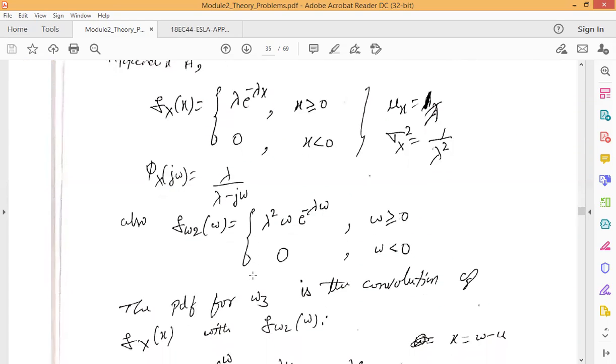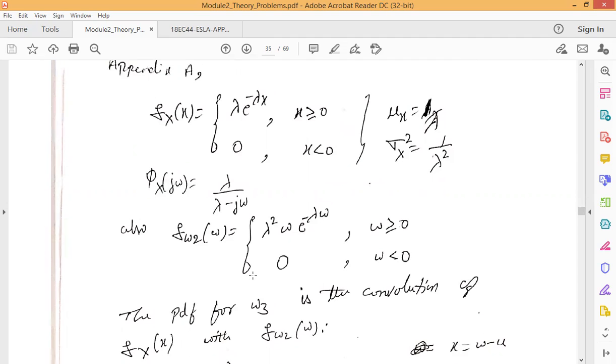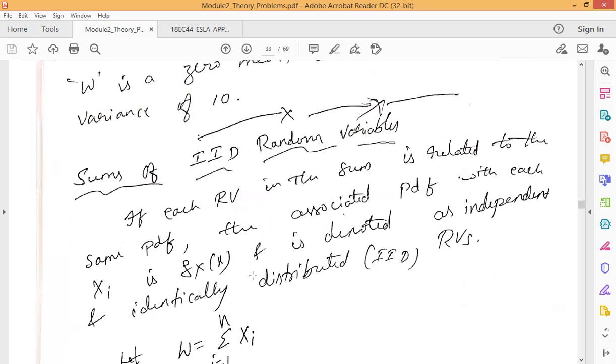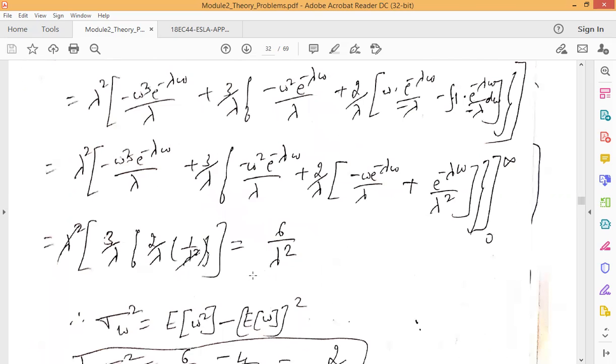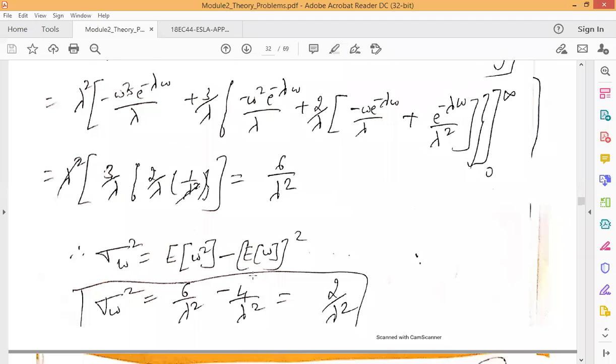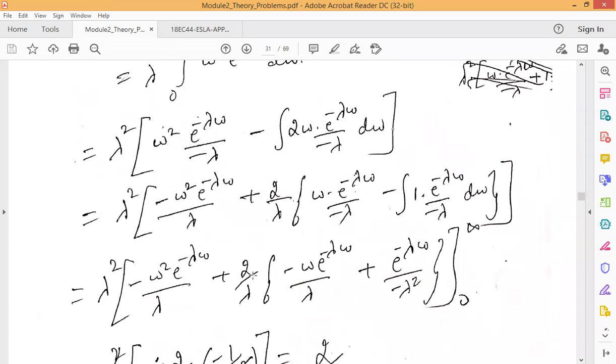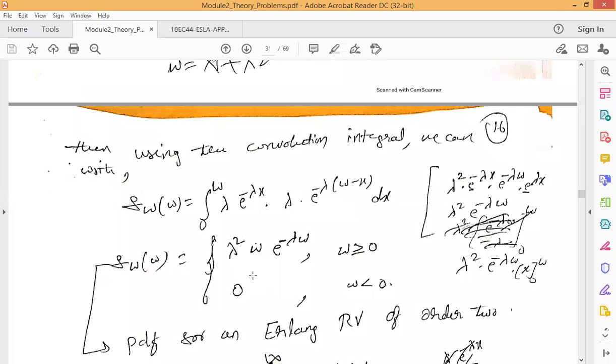In the previous example, we showed that the sum of two identical independent exponential random variables leads to the Erlang random variable of order 2. So we have solved this problem in the last class. I'll just show it once again. Whatever equation you are going to see, this is the mean and variance that we have calculated.